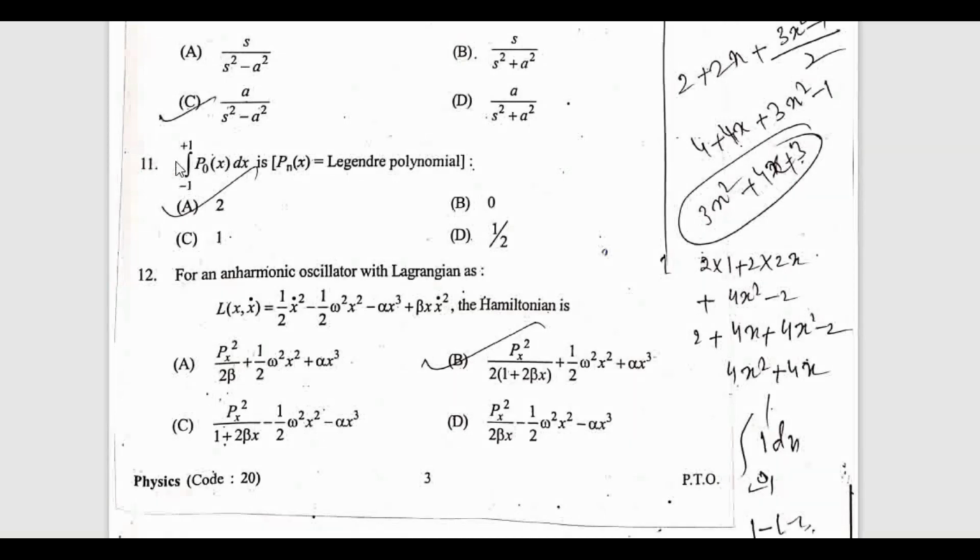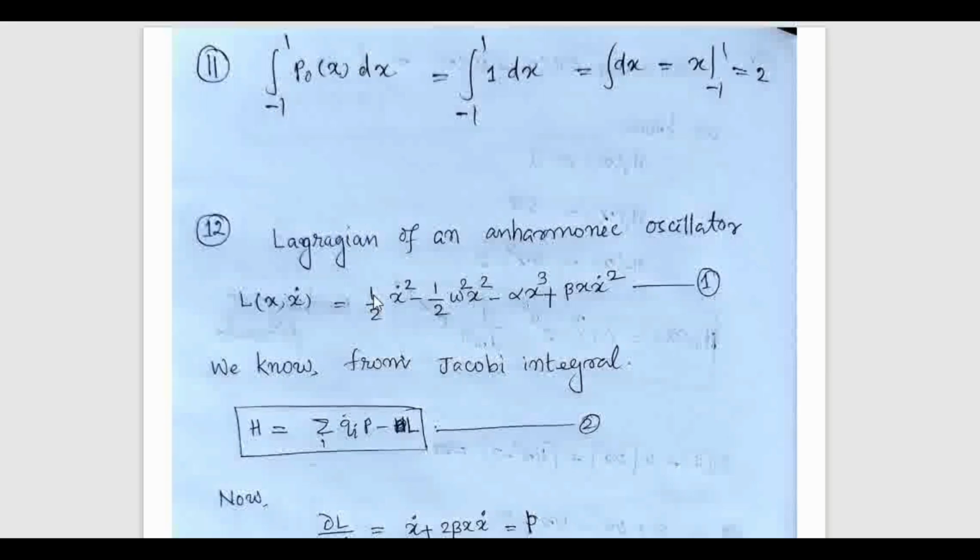The 11th number question was the integration from minus 1 to positive 1 of P naught x dx, where P naught is a Legendre polynomial. If you see the solution, its value is 1, since P naught x is 1. So the integration from minus 1 to positive 1 of 1 dx is nothing but the integration of dx, so its value will be x from minus 1 to positive 1. Ultimately it will give you 2.